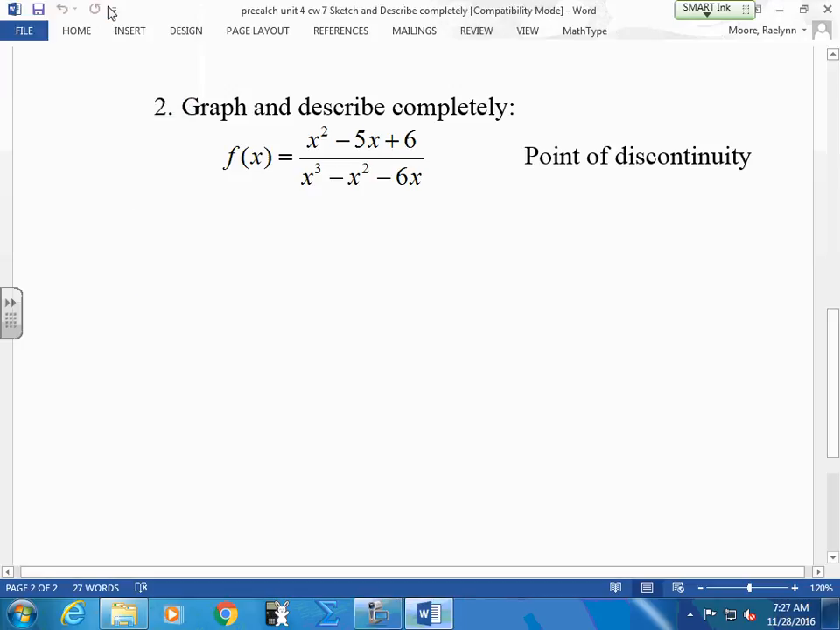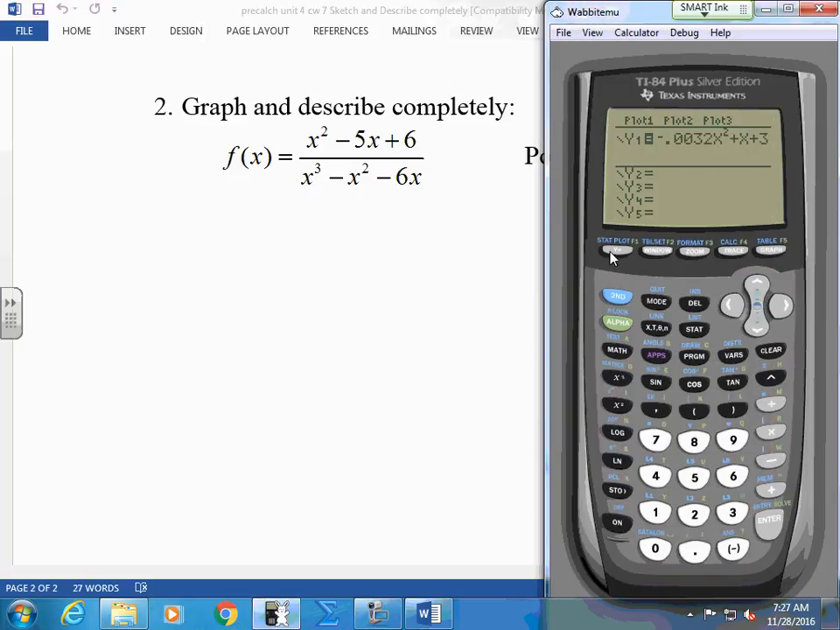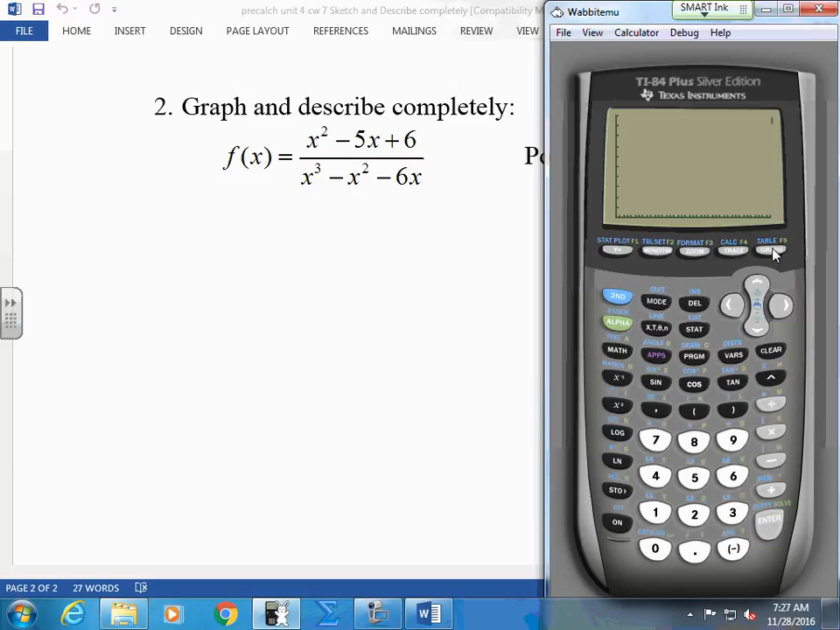Is to put this in your calculator. I'm going to put it in mine because it's a very strange looking graph. Get it in your calc. Can you get that? Numerator was certainly a lot more cooperative.